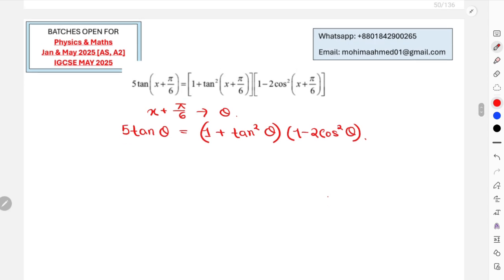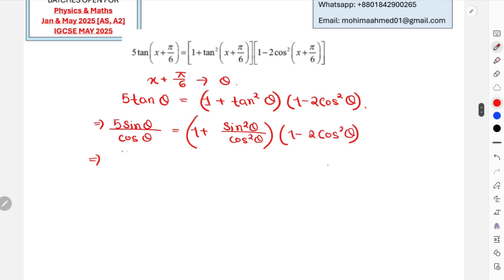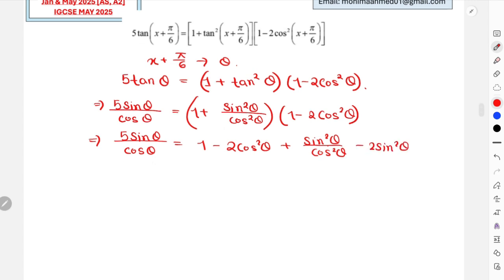We can try to break this in terms of cos and tan. So this would actually be what? 5 sine theta divided by cos theta. And then again this one would be 1 plus sine square theta over cos square theta, and this is already in terms of 1 minus 2 cos square theta. If you multiply them, 1 into 1 is 1, 1 into 2 is 2 cos square theta. This is sine square theta minus cos square theta, and then multiplication of sine square theta by cos theta with 2 cos square theta. These two will be cancelled out, right? We are eventually left with 2 sine square theta. Okay, now it makes sense.